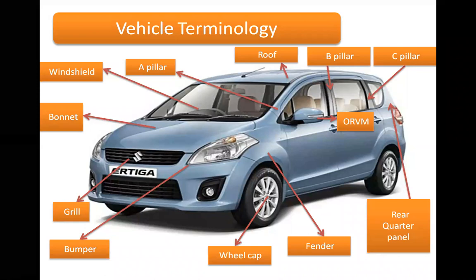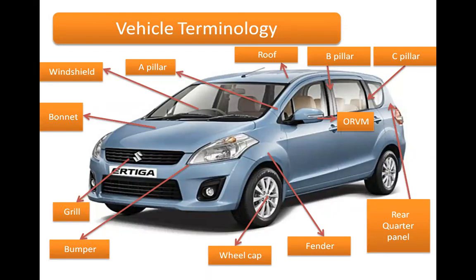So look at this picture of a light motor vehicle. The motor vehicle frame consists of different parts. First part is the bonnet. The front side part is called a bonnet, which includes all the engine bodies inside. Then this one is the grill. The grill is the airflow passage provided for cooling purpose.